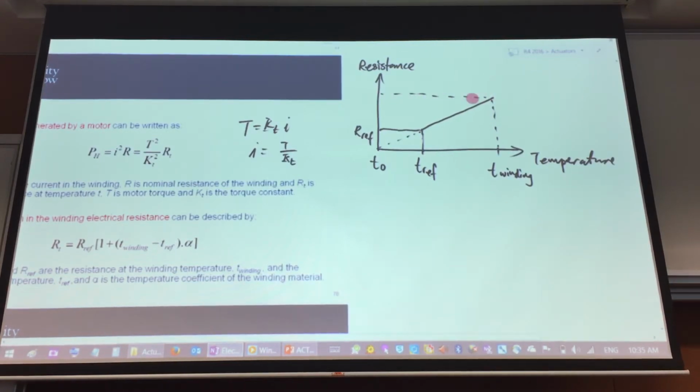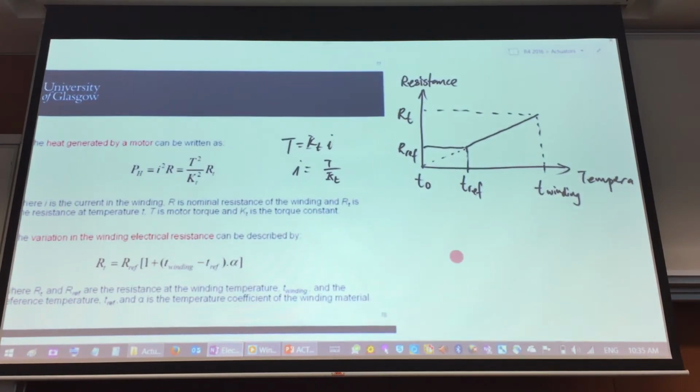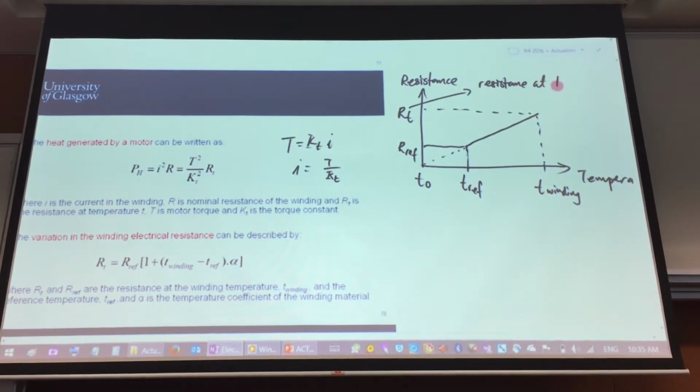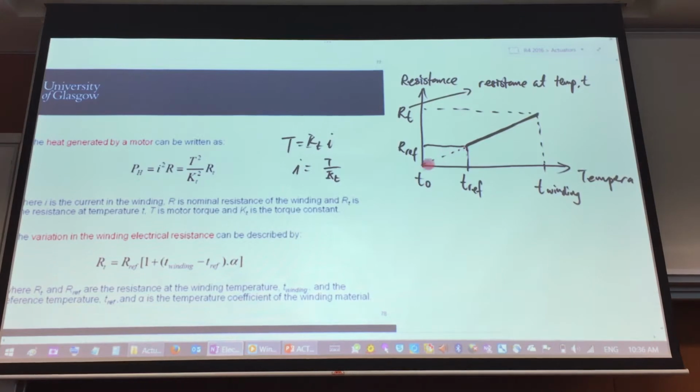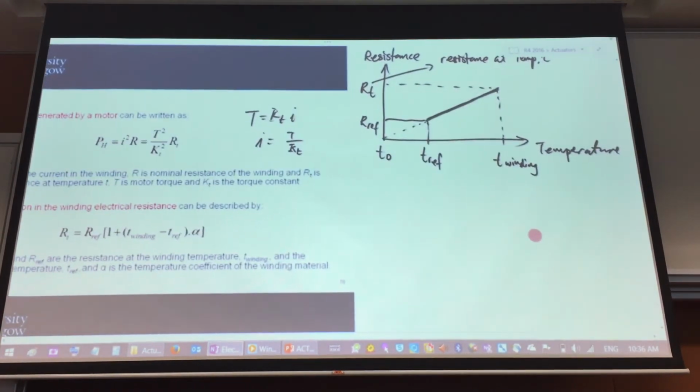And I call this RT. You will have a higher amount of resistance, where RT is resistance at a temperature that I call T. So at a higher temperature, you will have a higher amount of resistance. So just this line over here, this is an extrapolated line, not necessarily crossing zero. T winding, I'm going to use the symbol TW subsequently to represent T winding.